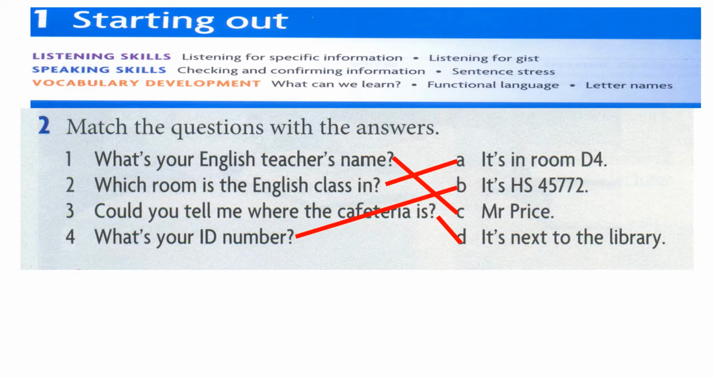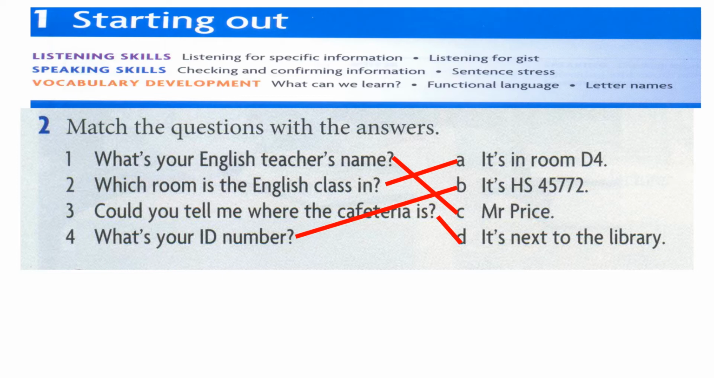Here are the answers. What's your English teacher's name? The answer is Mr. Price. Which room is the English class in? It's in room D4. Could you tell me where the cafeteria is? It's next to the library. And the last question, what is your ID number? It's HS45772. If you notice here, these questions are informative questions, which means that we ask for information.